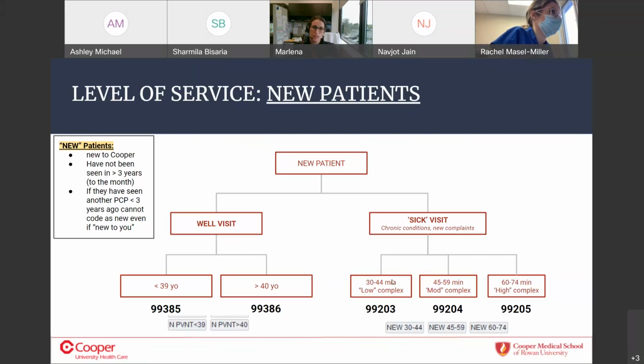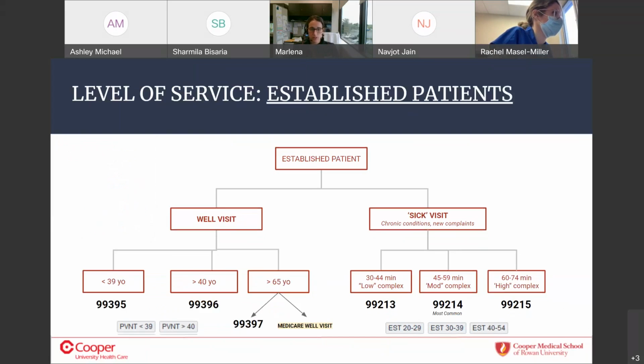So similarly, if it's an established patient, you say, okay, is this a well visit or a sick visit where I'm going to do stuff? Starting with a well visit, same thing. Are they less than 39 years old? Are they greater than 40 years old? And then if they're older than 65 and not on Medicare, which not all greater than 65-year-old patients are, it's a 99397.